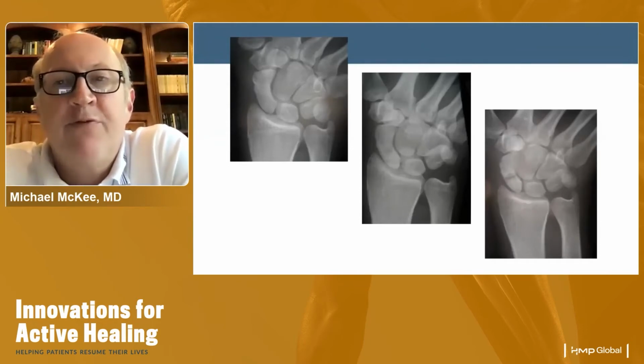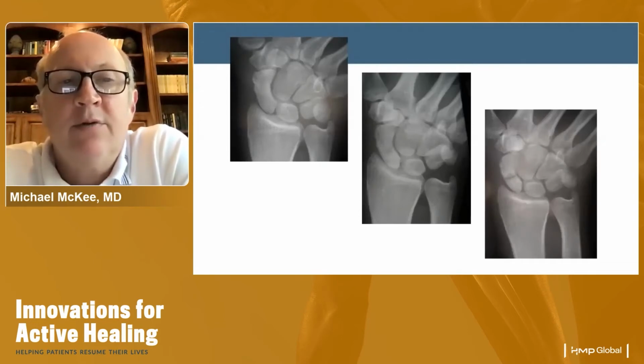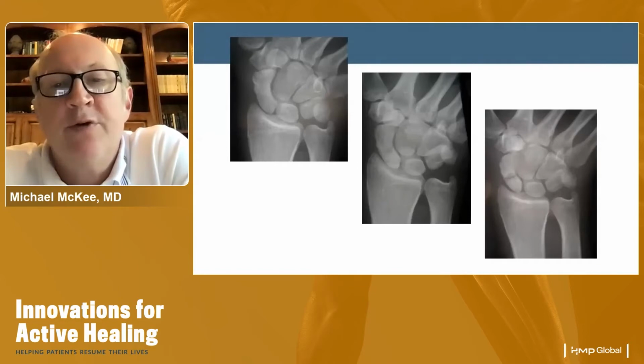And then by 3 or 4 months out, when he comes to see me, you can see that in addition to ongoing clinical symptoms of pain and stiffness in his wrist, this patient has a clear-cut fracture line and some cystic resorption going on around an established delayed or non-union.